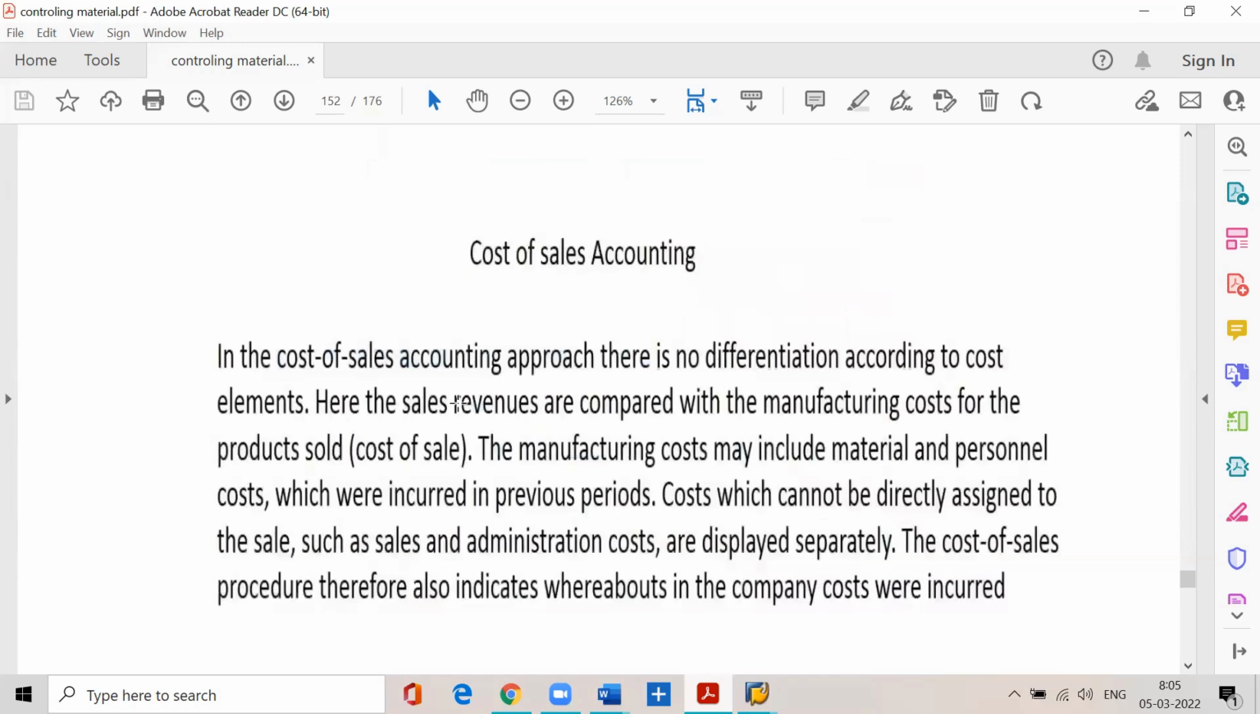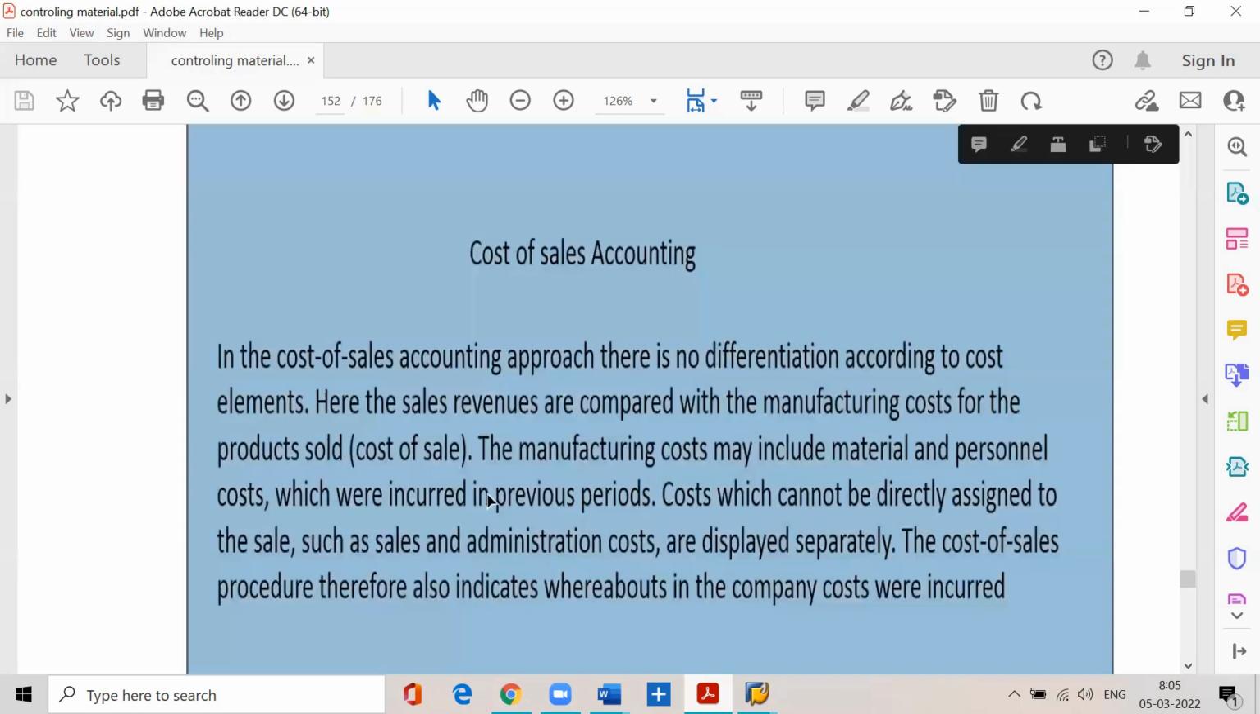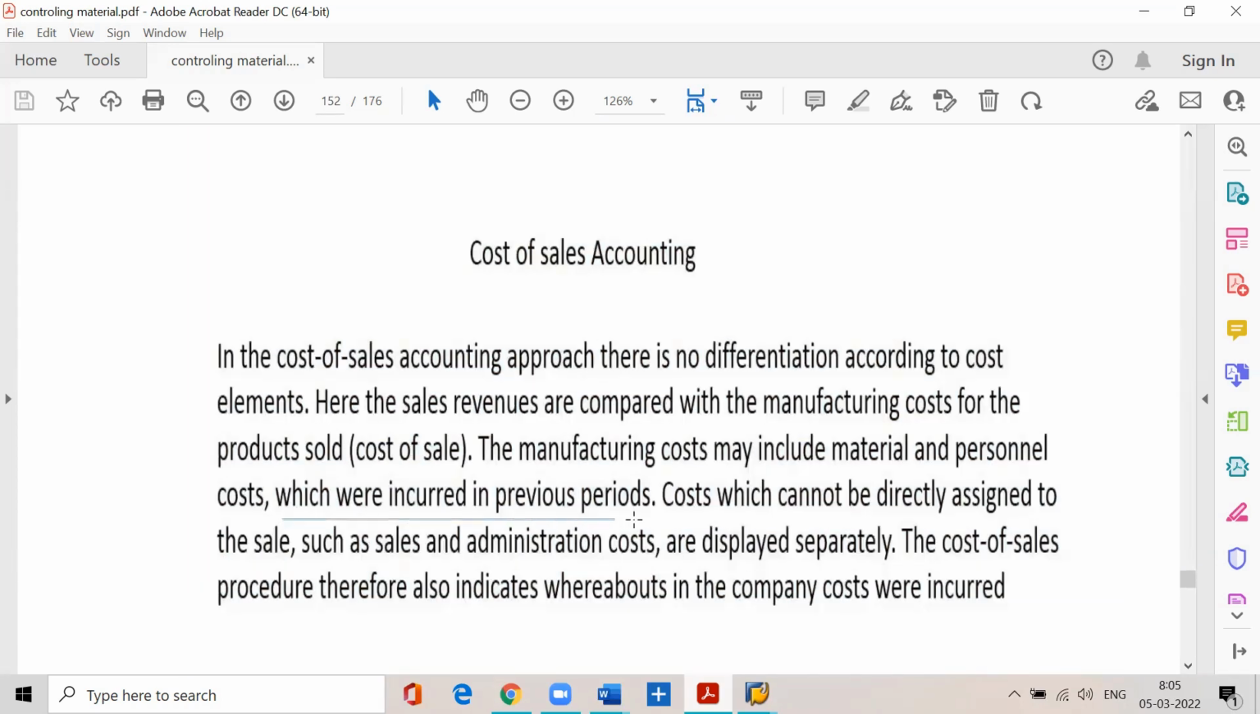Then, in the case of cost of sales accounting, there is no differentiation according to cost elements. Here, the sales revenues are compared with the manufacturing costs for the product sold. As simple as that. The manufacturing costs may include material and personnel costs, which are incurred in previous periods. Costs which cannot be directly assigned to the sale, such as sales and administration costs, are displayed separately.